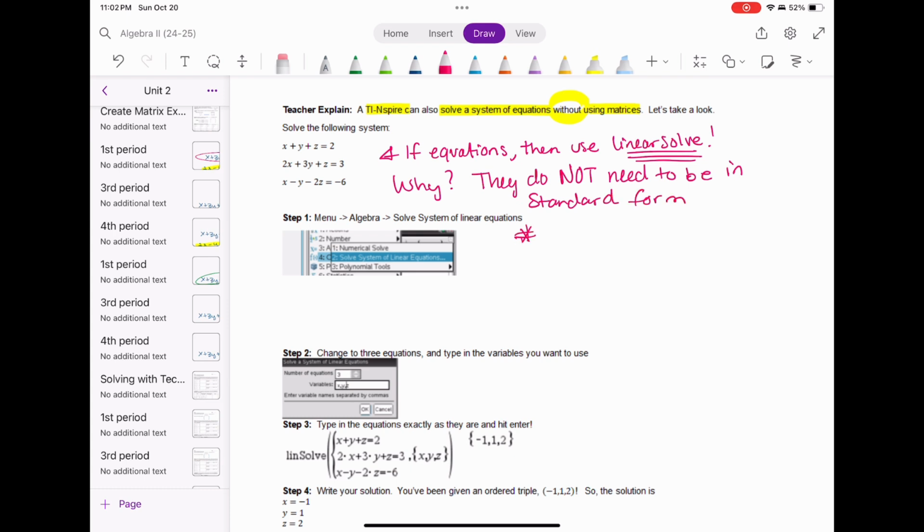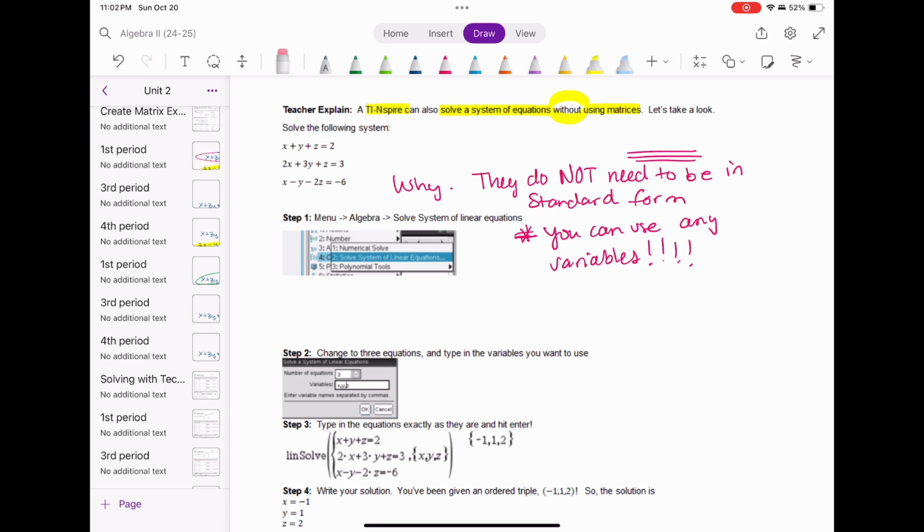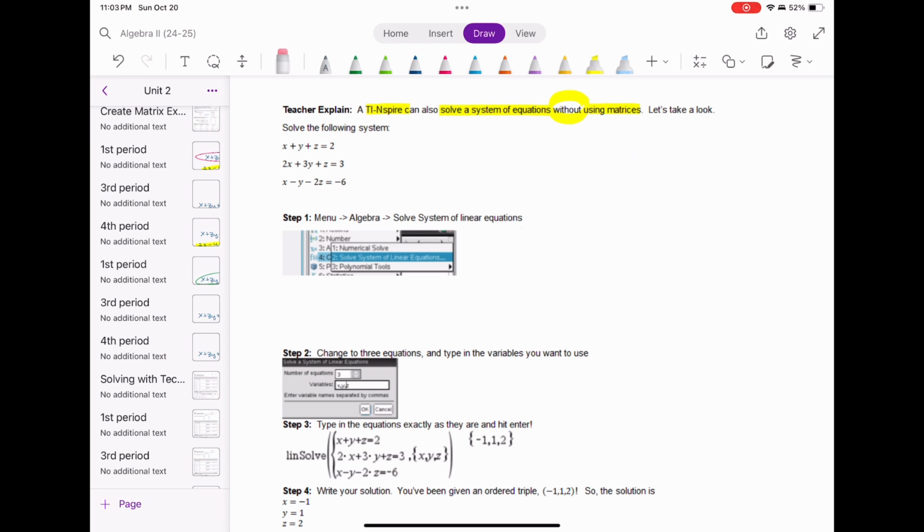So if you don't have one, I'm also going to show you in a video how to graph the linear equations and get your solution from there. So if you do not have a calculator, go to the graphing example and practice doing all your problems via graphing.